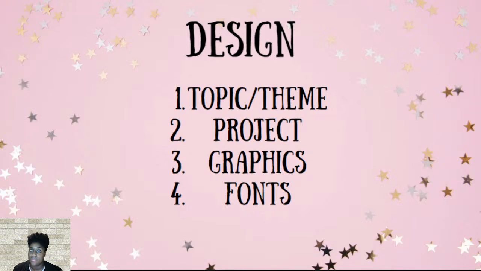Once you've selected the project you want to make, then you want to select the graphics that you want to use in that project. When it comes to graphics, think about what type of elements represent that topic or theme that you picked. For example, let's say we picked summer for our theme. Things that represent summer are like a beach ball, palm trees, a starfish, things like that, beachy themed stuff. So that's what you want to think about there.